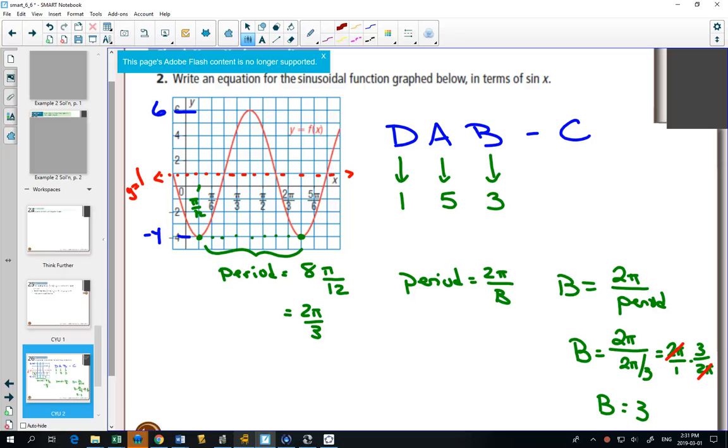The other thing that can be done to figure out your b value, if you know your period is 2 pi over 3, and your formula says your period is 2 pi over your b value, and I have my period is 2 pi over 3, can you just see by observation that if it's in this form, and it's only if it's in the form 2 pi over something, that you could just see by observation that b has to be 3. That would be a lot shorter than multiplying by the reciprocal and all that.